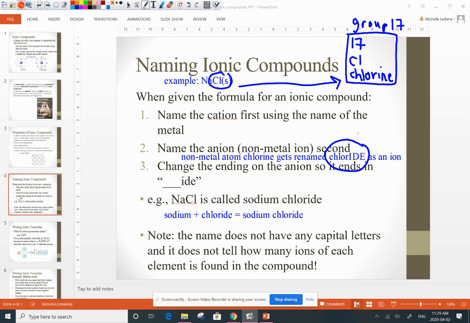So then all you do is you put those two words together. Here's your metal, sodium, and here is your ion, the chloride, the non-metal, the negative anion. You put them together, and the name is sodium chloride. So NaCl solid is sodium chloride. No capital letters, and it doesn't tell you how many of each ion. You just have to look up the names on the periodic table.